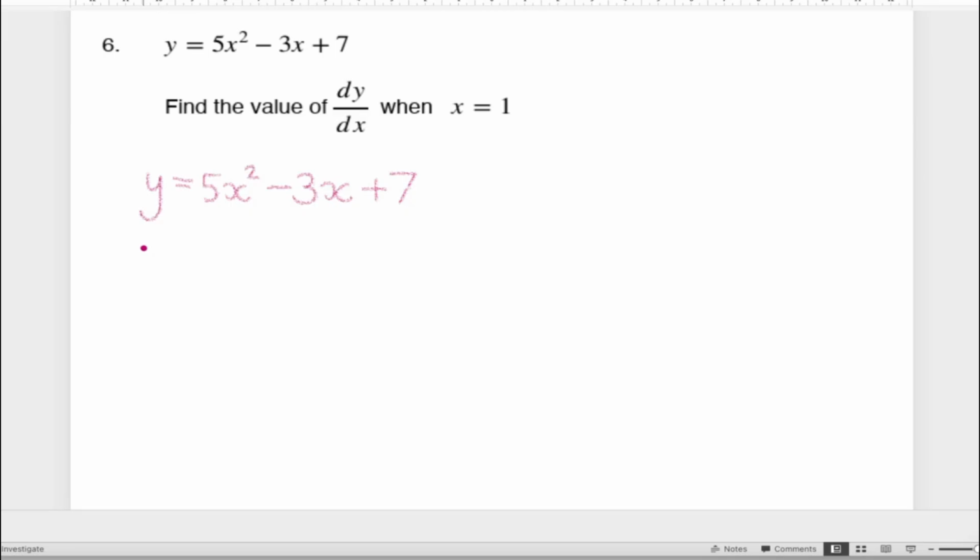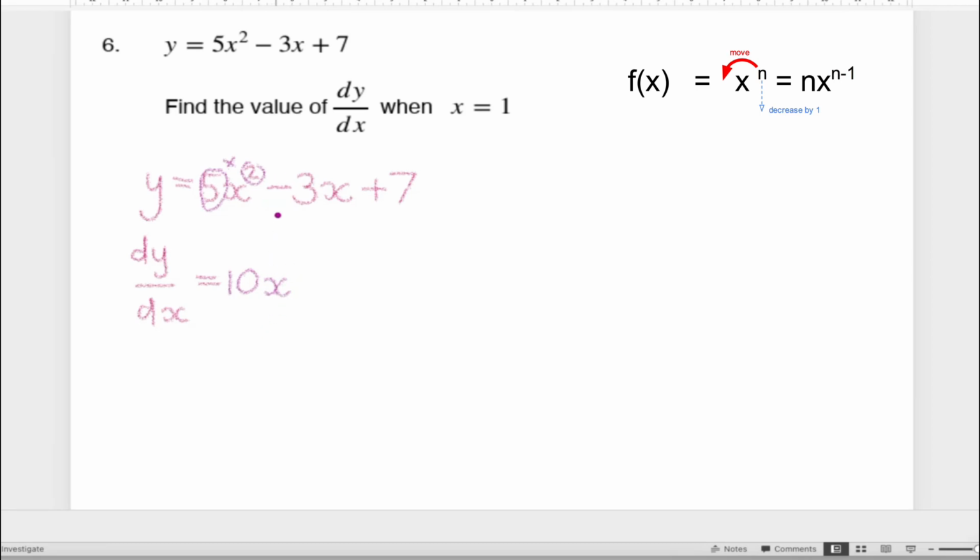Now let's find the derivative of y with respect to x first. Let's start with the first term. We have 5x squared. What I do first is I multiply. 2 times 5 is equal to what? 2 times 5 is equal to 10. And then I write the variable x and I have to reduce the power by 1. 2 minus 1 is equal to 1, so I don't write it.